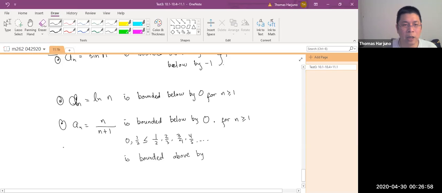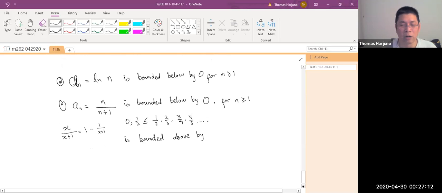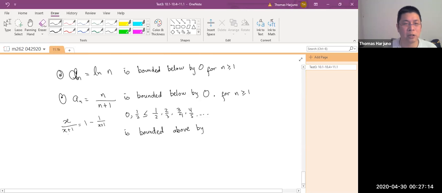Now, if you imagine the function, this is x over x plus 1, right? Which is equals to 1 minus 1 over x plus 1. Then the rational functions, I wonder if you remember, the rational function says that the graph actually looks like this.